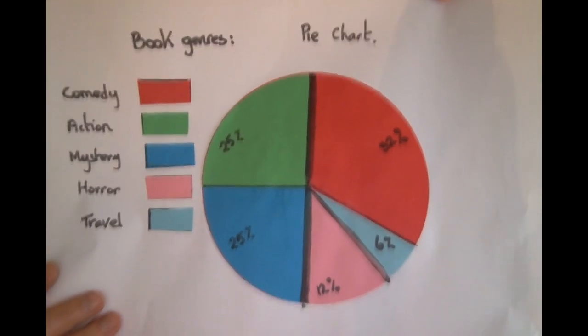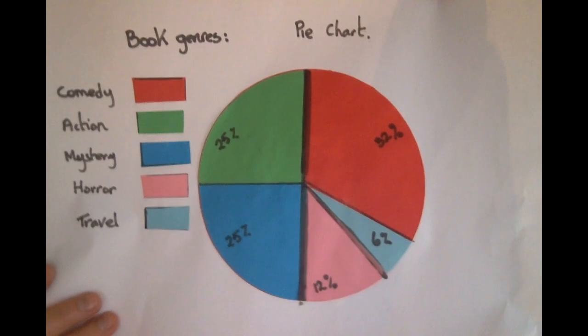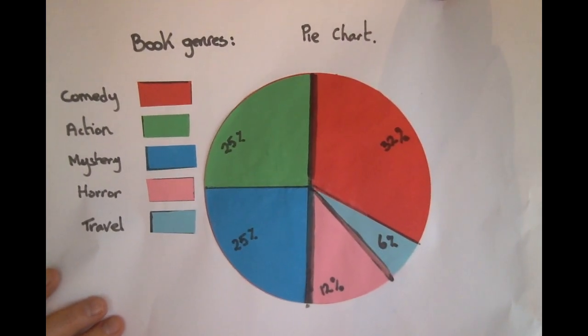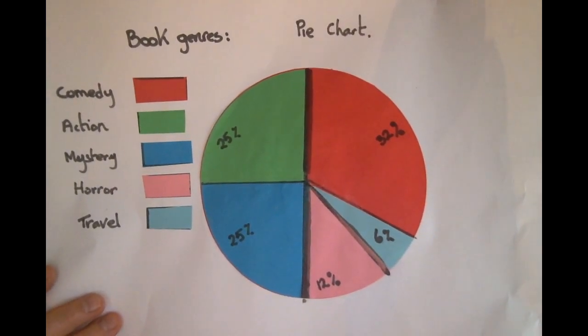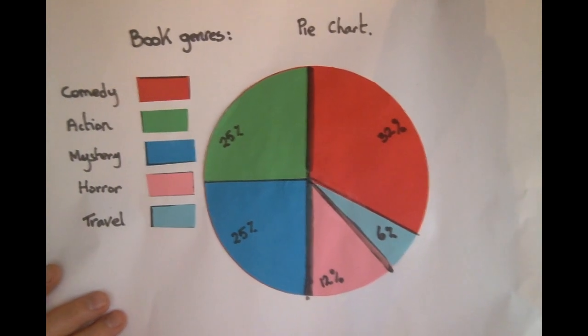And reading my pie chart, I can see that 32% of students surveyed liked comedy best, and only 6% liked travel. Now, this is an example of a pie chart, but I'm also going to do some at school in our lessons. So please tune in the morning and we can do a pie chart together.